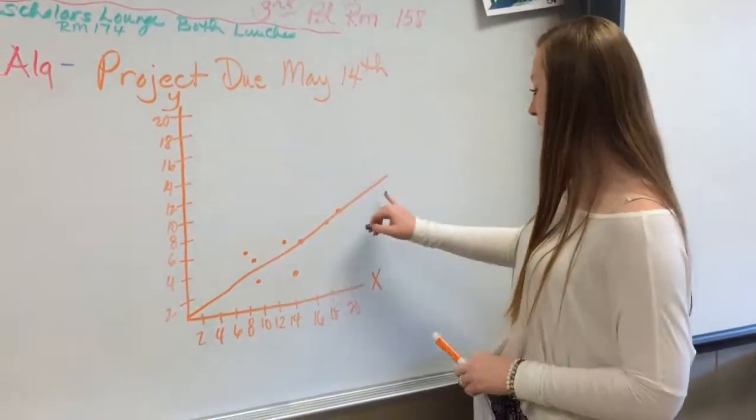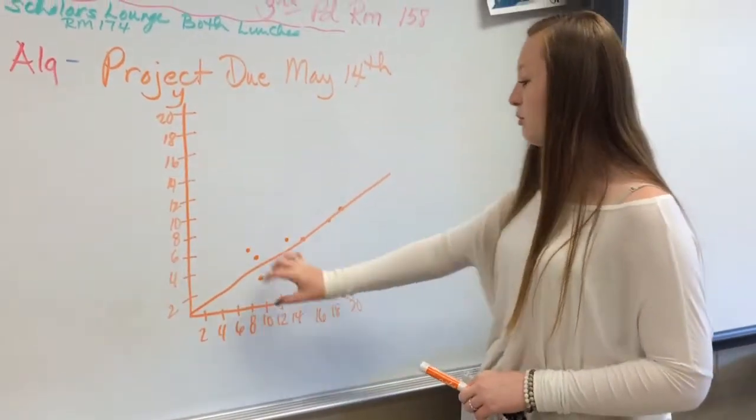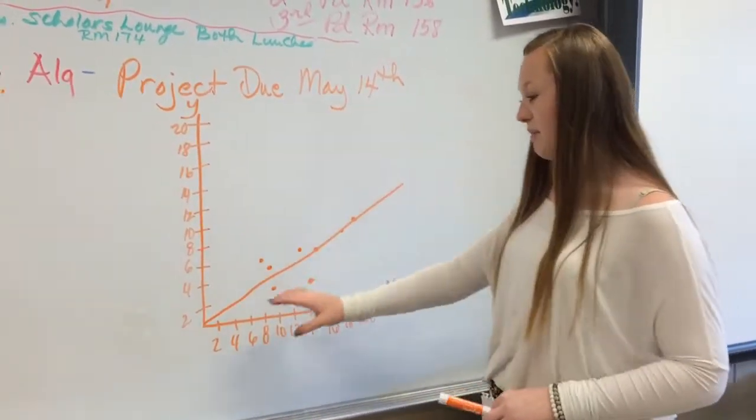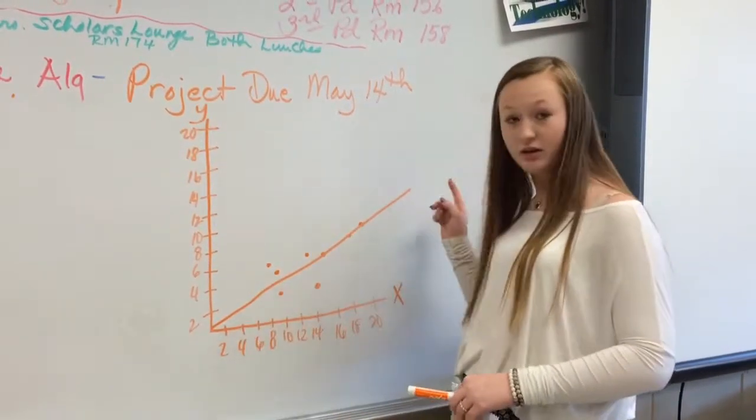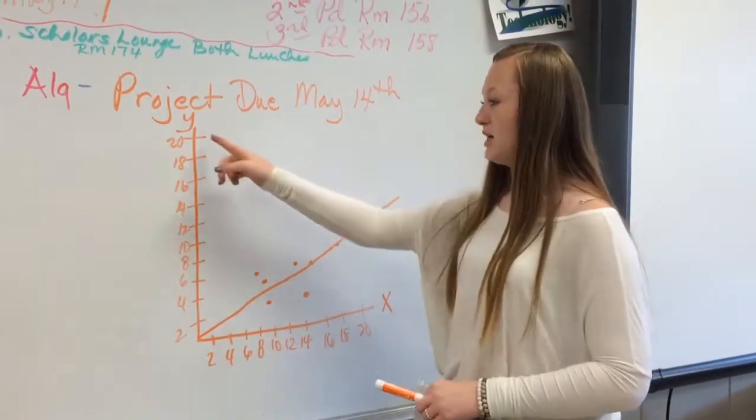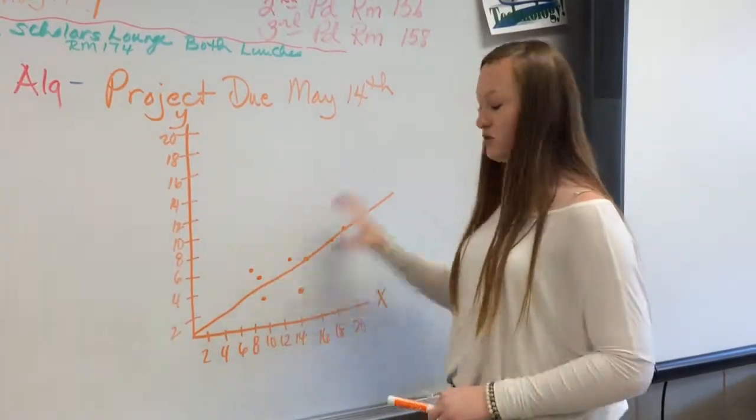So this is an example of a linear model because the points are set up in such a way that it makes the line straight, and our line of best fit is linear. It could be either way, negative or positive, but it's a straight line, so it's linear.